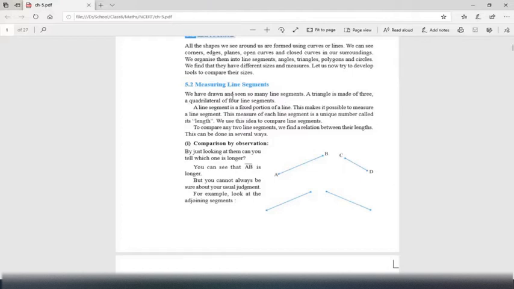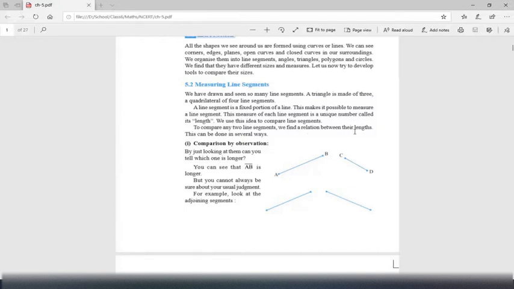So we have drawn and seen so many line segments. A triangle is made of three, a quadrilateral of four line segments. A line segment is a fixed portion of a line. This makes it possible to measure a line segment. The measure of each line segment is a unique number called its length. We use this idea to compare line segments. To compare any two line segments, we find a relation between their lengths.